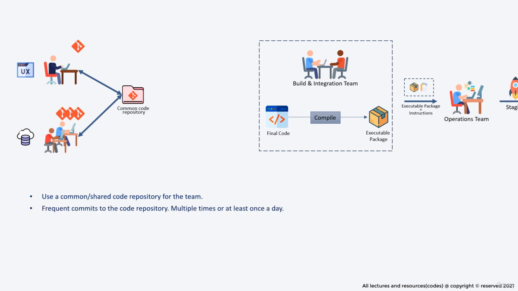Also, this commit should happen frequently. It can be multiple times a day or, at the very least, at the end of the day. Whatever changes the developers are making in their own branches, they should make a habit of committing them to the master repository at least once a day.